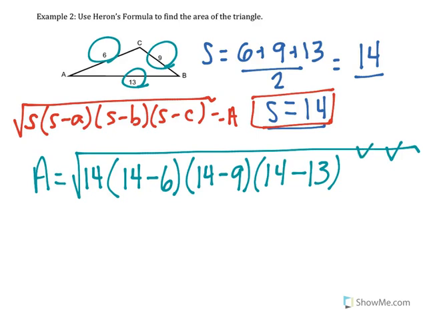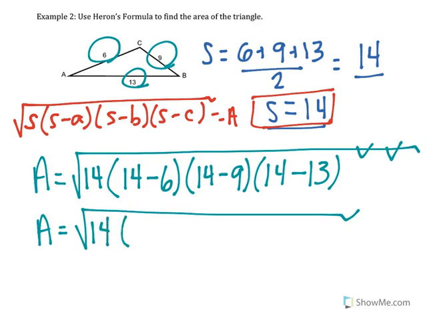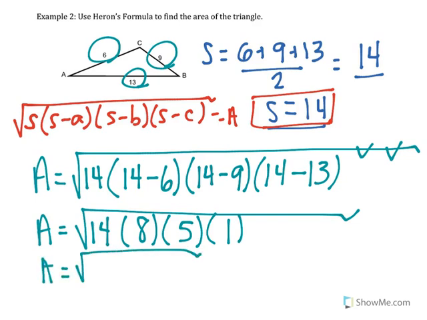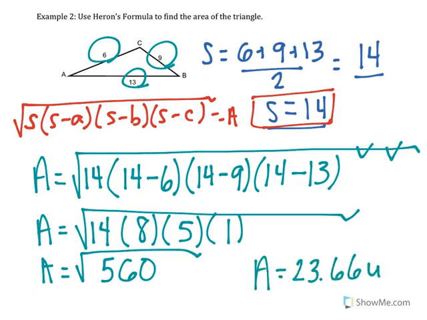Okay? Before I do any calculations at all, I'm just going to clean this up. So I'll have the square root of 14 times 14 minus 6, which is 8, 14 minus 9 is 5, 14 minus 13 is 1. So what am I really multiplying? The square root of 14 times 8 times 5 times 1, which is 560. So my area is the square root of 560, which is 23.66 units squared.